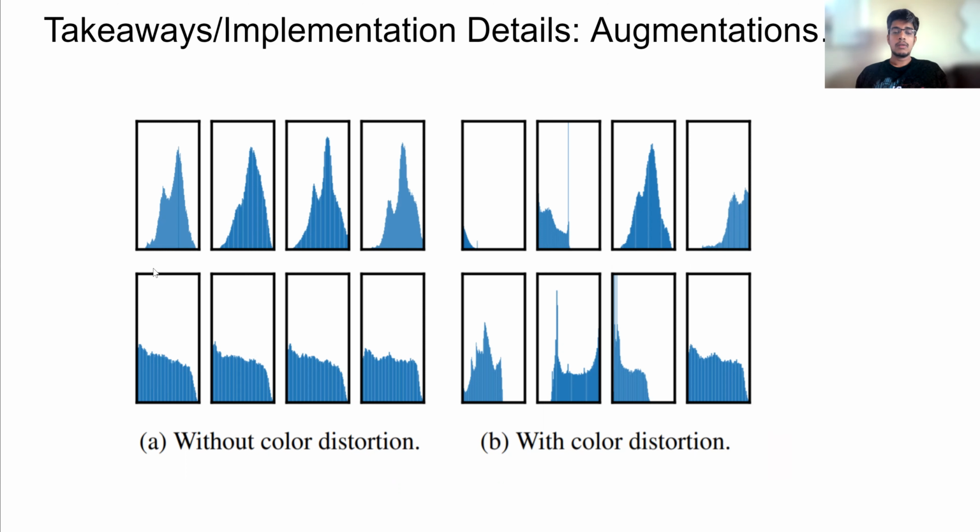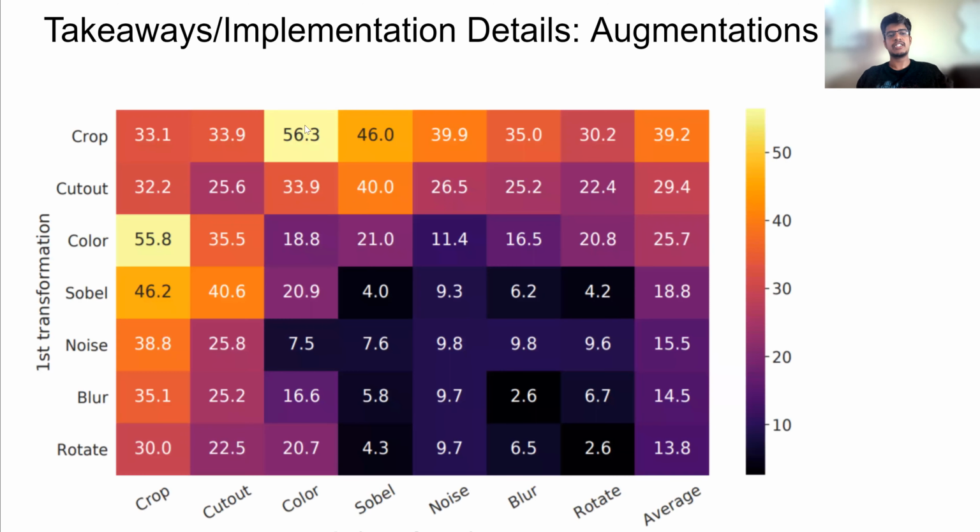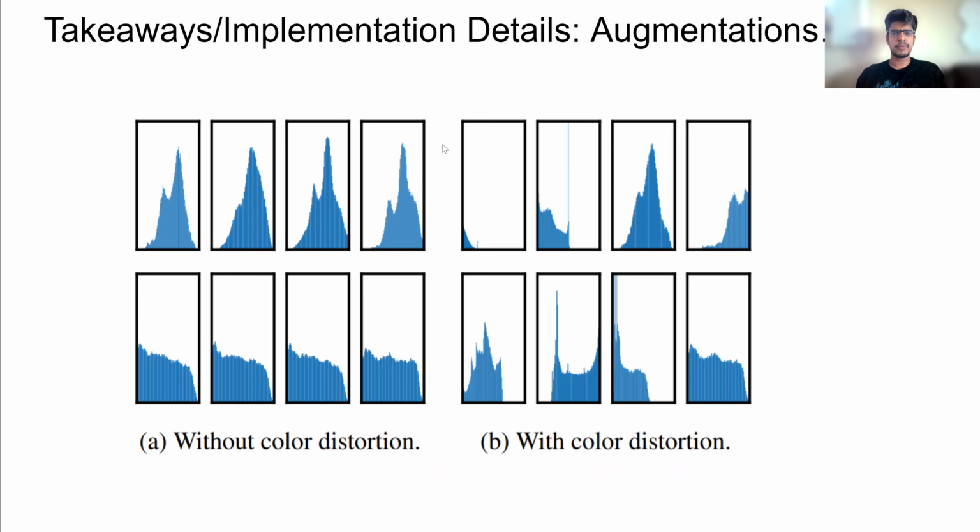So the reasoning here is, if you just do cropping, there is a simpler way of understanding which image that particular cropping belongs to. That is by just looking at the pixel intensities of that cropped section. It is more useful to have croppings with color distortions, which is the reason why there's a huge accuracy bump if you do cropping and color. That was a pretty interesting takeaway from the paper.